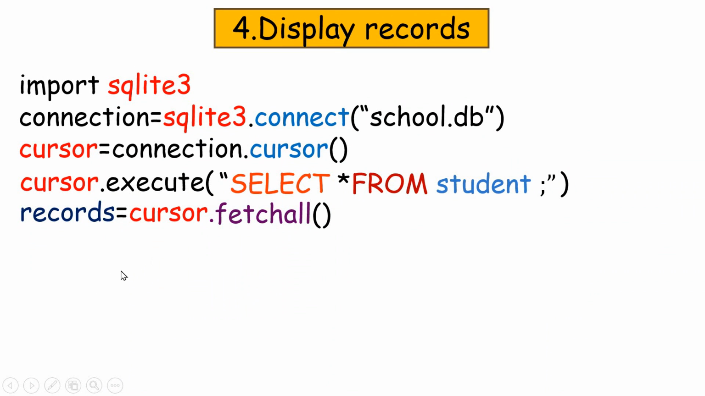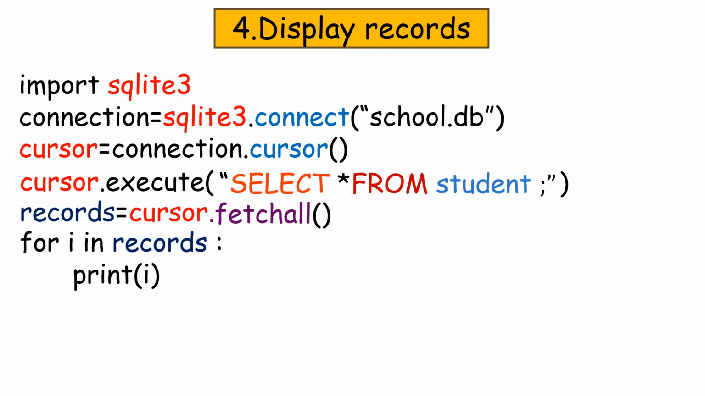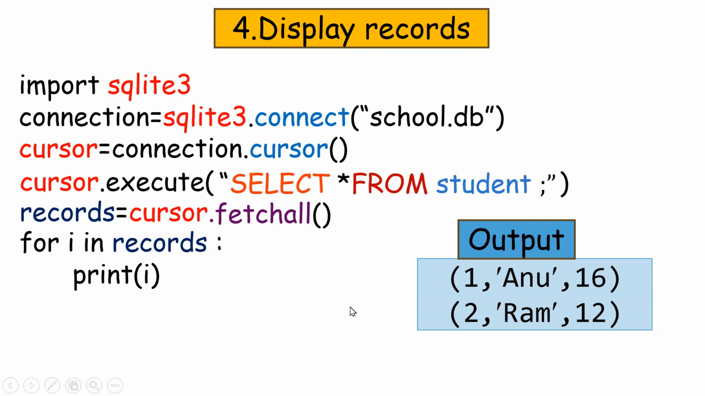Next, we have to print the records by using the print statement. To print each record in a separate line, you give the print statement within a for loop as follows: for i in records: print(i). This program will give the following output. You can see that each record is printed in a separate line. Each record is a tuple. So here this records object is a list of tuples, and from this list each tuple is printed by the print statement. Take the statement records = cursor.fetchall().